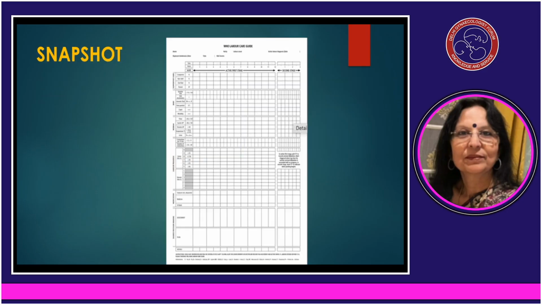So this is a snapshot of the labor care guide, which I hope everybody has got a printout, because it is going to be easier to understand once you have the printout in front of you.